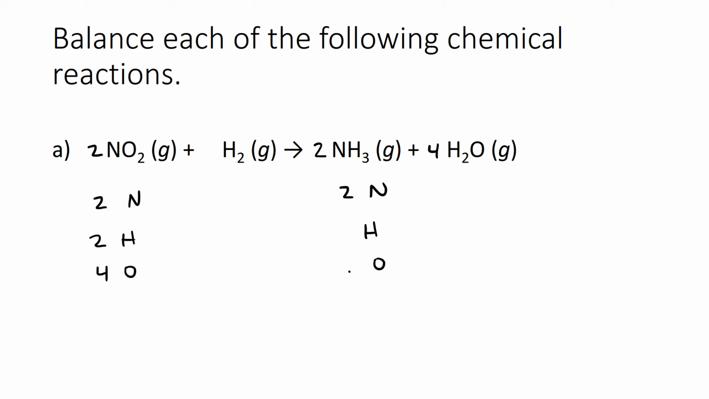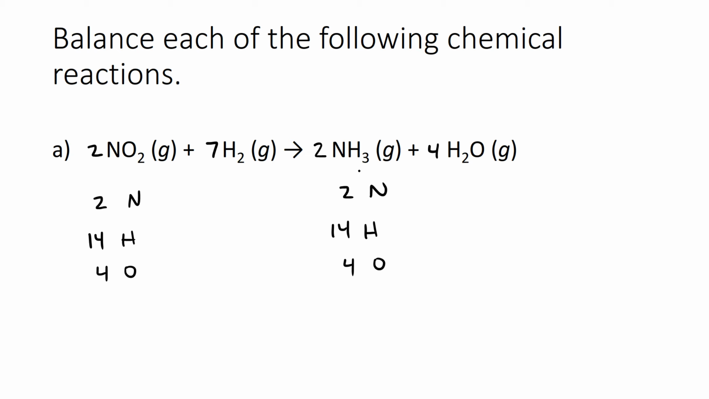Now that's going to give us 4 oxygens. But now we have 8, 9, 10, 11, 12, 13, 14 hydrogens. And how we're going to solve that is we're just going to put a 7 in front of this H2. And now everything should be balanced. We have 2 nitrogens right here. We have 4 oxygens total and 14 hydrogens on the left side.